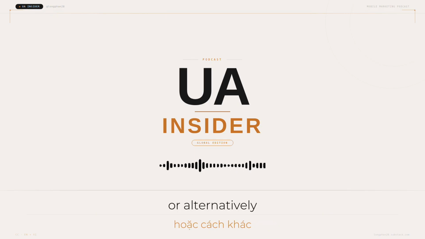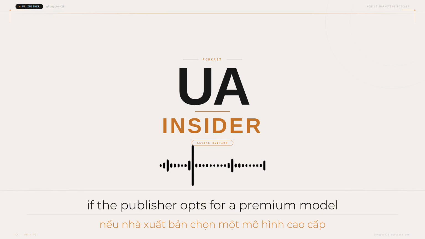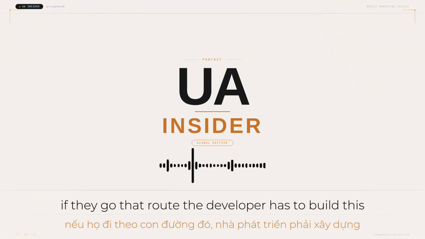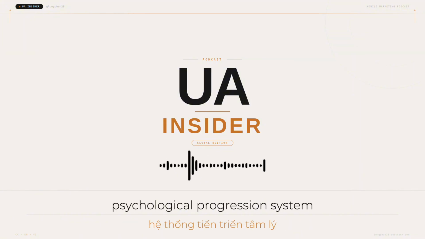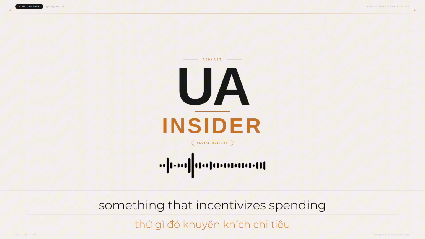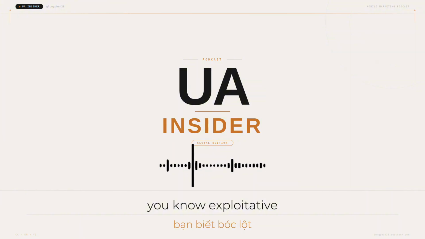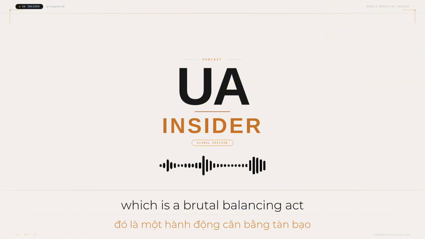Right. Or, alternatively, if the publisher opts for a freemium model with in-app purchases, like IAPs. Yeah, IAPs. If they go that route, the developer has to build this psychological progression system, something that incentivizes spending without making the application feel exploitative. Which is a brutal balancing act. It really is, because yeah.